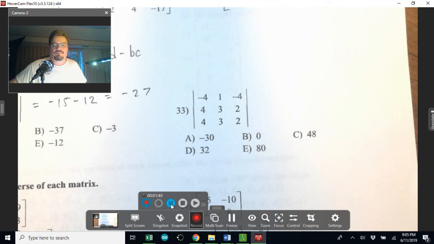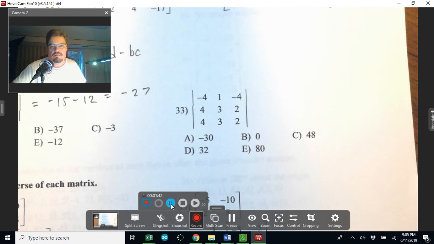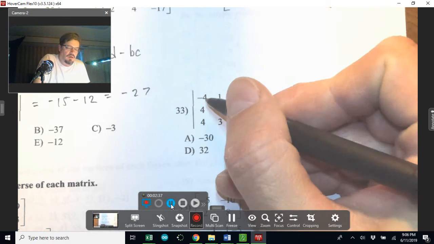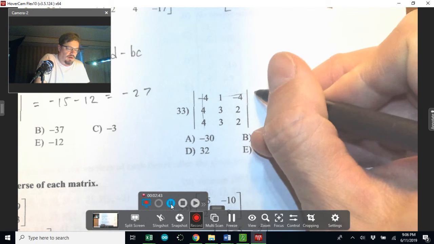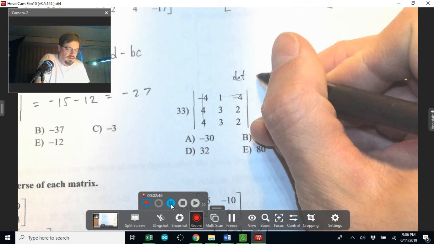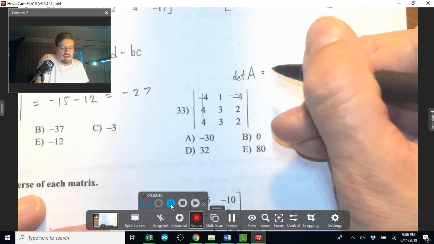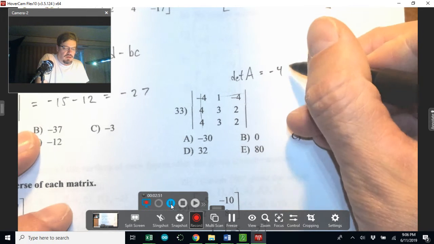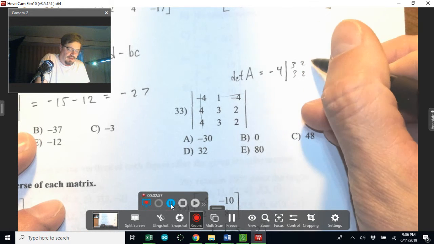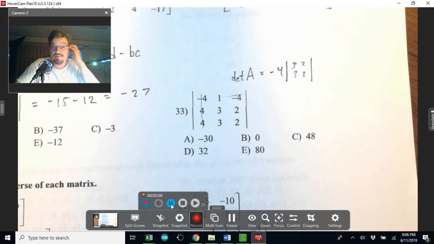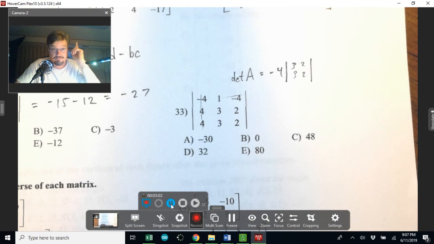Now over here we have a 3 by 3. With a 3 by 3, you have many determinants that you have to figure out, and that starts with the crosshairs here. So I draw a row there, and I put the determinant of A equals negative 4 times the determinant of this little guy here. I'm just going to write that out. You will do one of these by hand. You have to do one by hand.